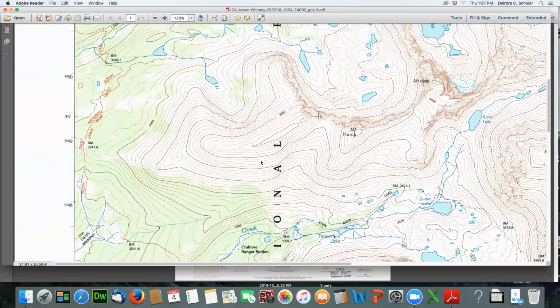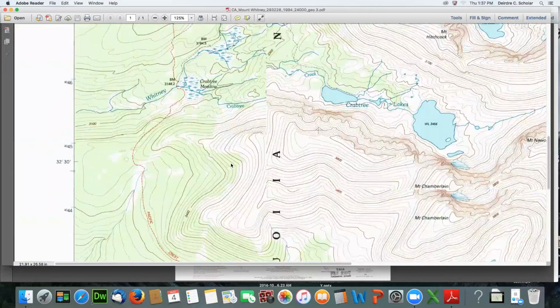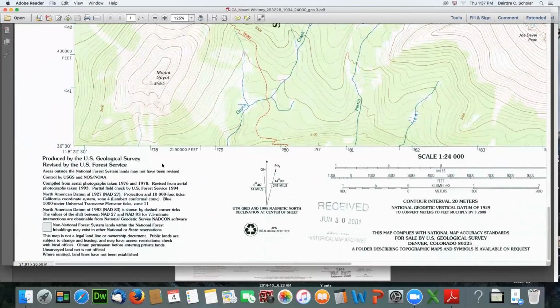And the datum will be listed in the lower left corner of the map in all of that fine print there. Notice here we have a North American datum of 1927. So this was a survey that was done in 1927 to determine what we are going to call sea level, what we are going to call zero, and what therefore all of our elevations will be referenced to.